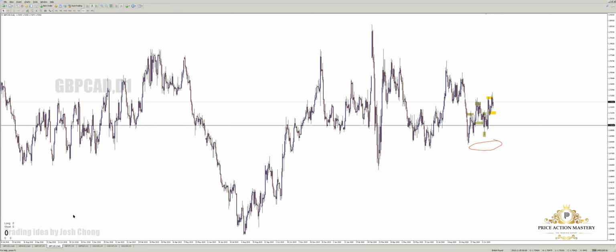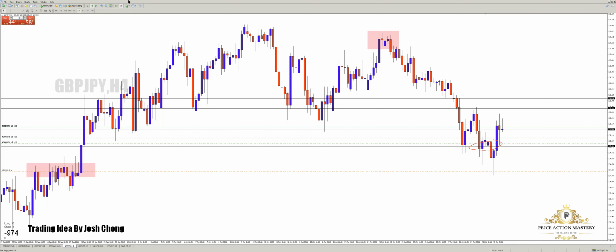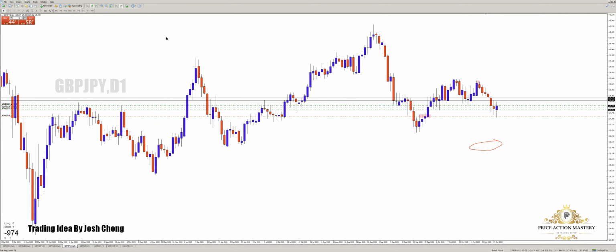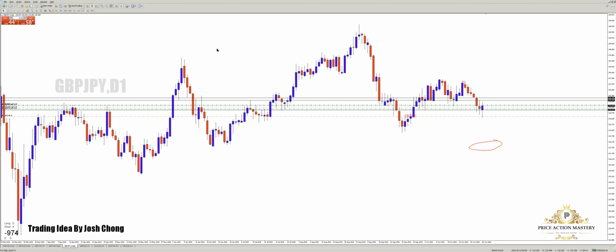So the next will be GBP Yen. Let's look in detail. This pair I'm still holding. I'm seeing a potential downside exposure at least until this low, which could be a long-term target.